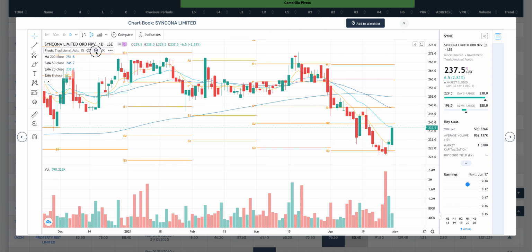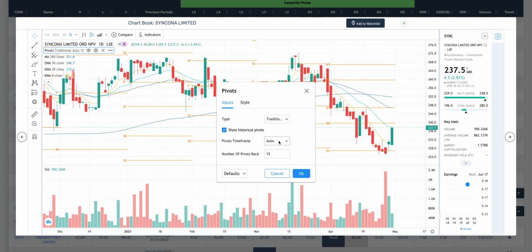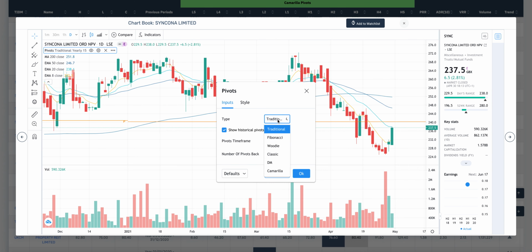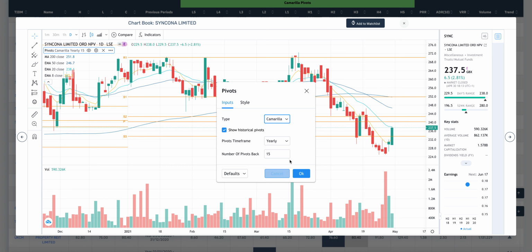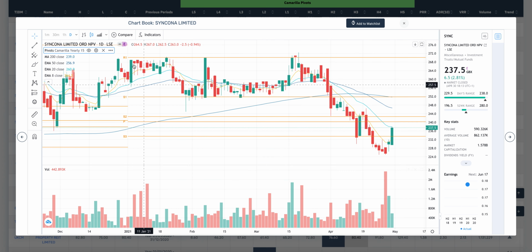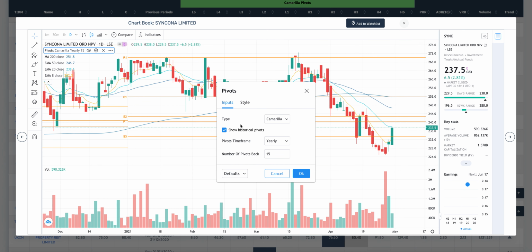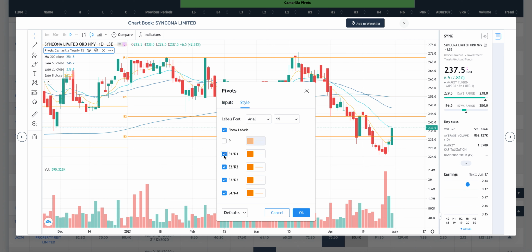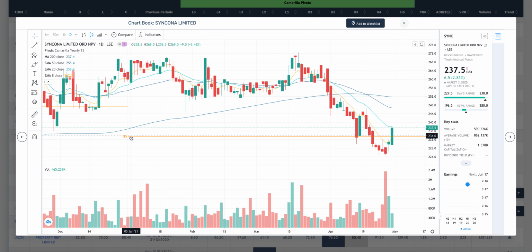So I'm going to now just switch it over then. I want the yearly time frame, and I want the Camarilla pivot levels to be displayed. I'm also going to hide all of the other pivot levels because I'm only interested in the L3 pivot. And that's this orange line over here. See how price in the daily chart has come back above it.